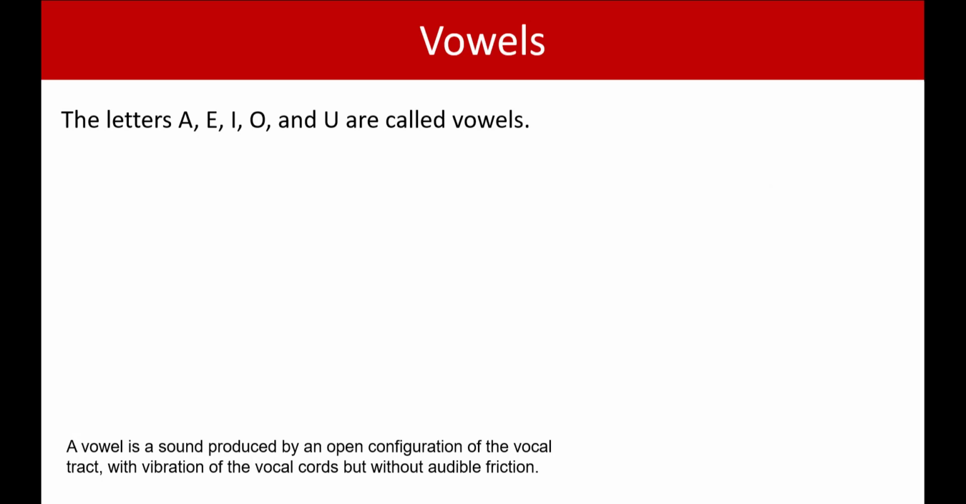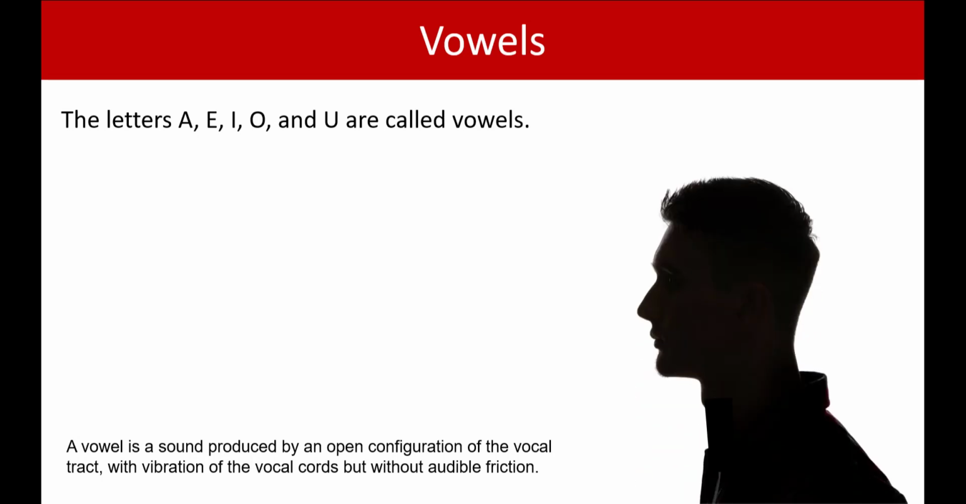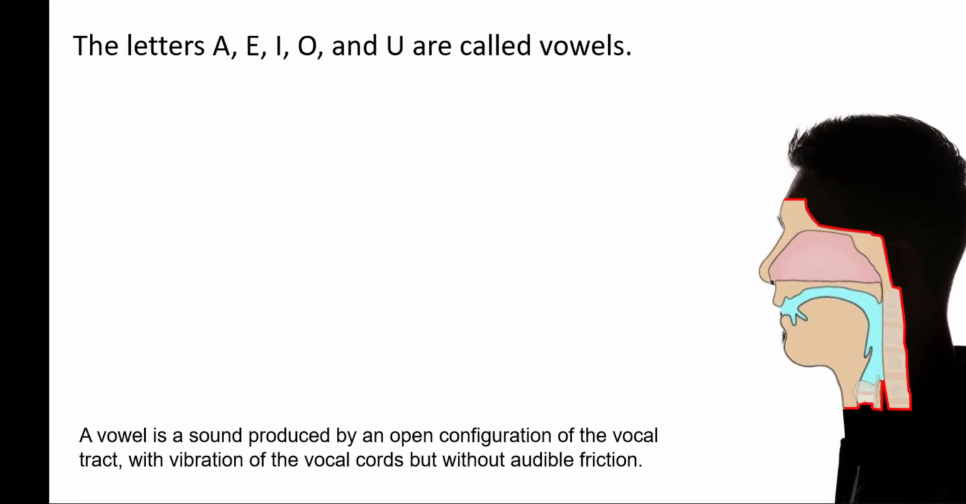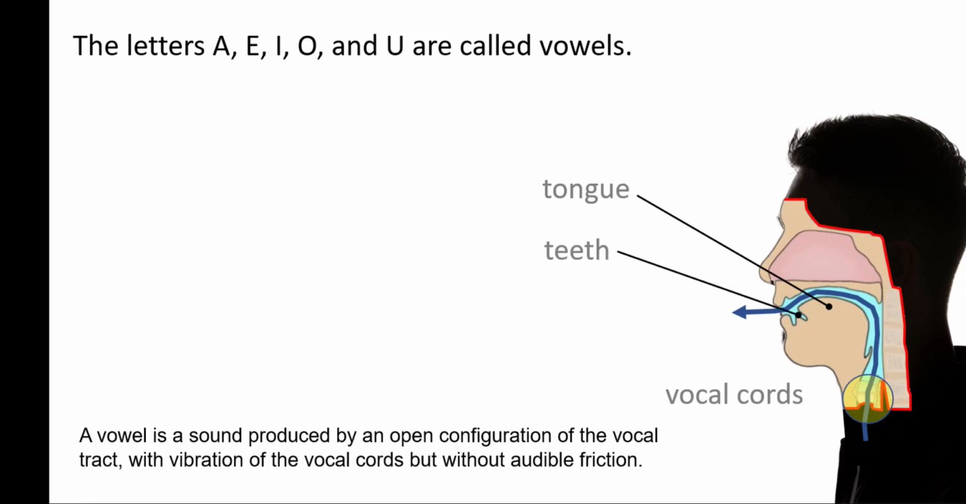Okay, here is a person. Let's chop some of their face away so we can see the vocal tract. Now, that is a simple picture of the vocal tract. Sounds are made by air coming up from the lungs. With a vowel, you have vibration of these vocal cords, but you don't have any friction from other areas of the vocal tract, and such friction is typically made by things like the tongue, or the teeth, or the lips.